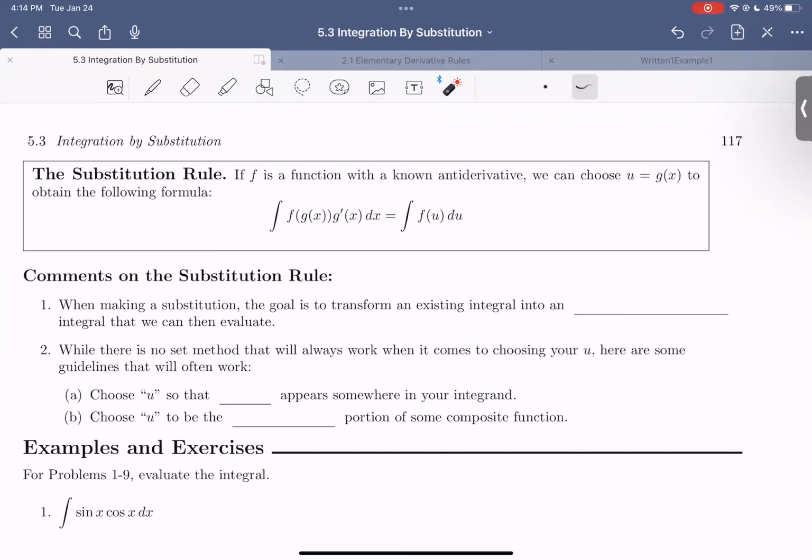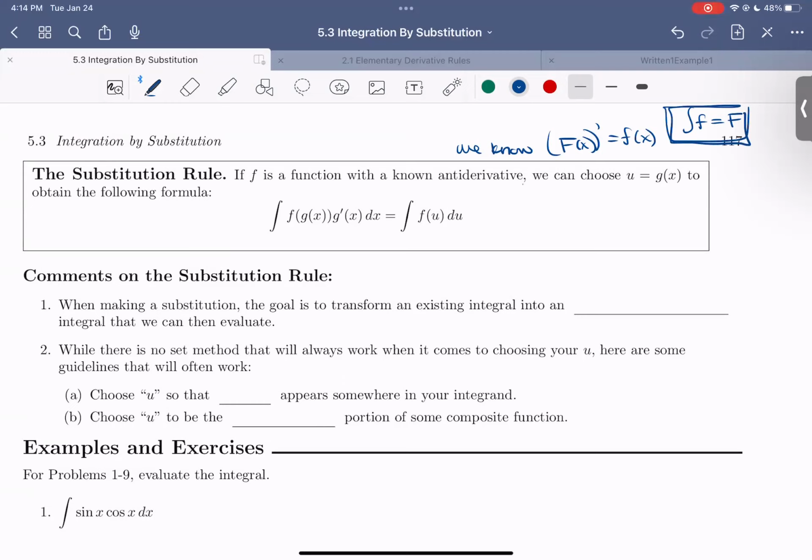So the rule says if f is a function with a known antiderivative, so that means we know some big F of x whose derivative is equal to little f, which means the integral of little f is equal to big F. Okay, so we know this. We know what big F, the antiderivative, is. Okay, now let's keep reading.